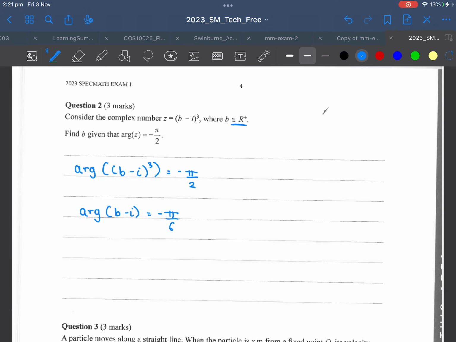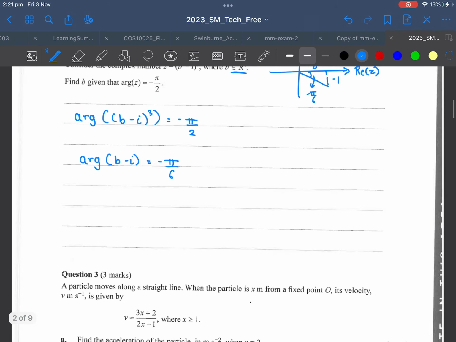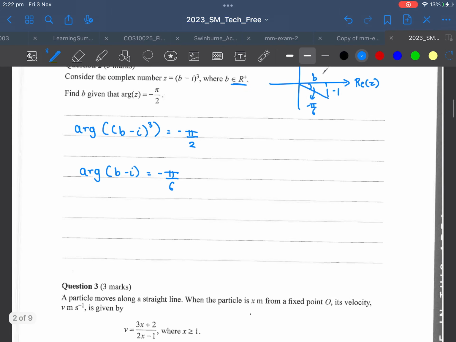So now we can see this as a trigonometric problem. So let me just plot the graph. So this is the real axis and this is going to be the imaginary part. So negative i and b, so that's somewhere going to be here, and this is going to be minus pi on 6, this angle, and b and negative 1. So now we can just use tangent to find this. So tangent inverse of minus 1 on b equals to minus pi on 6. So negative 1 on b equals to minus pi on 6.